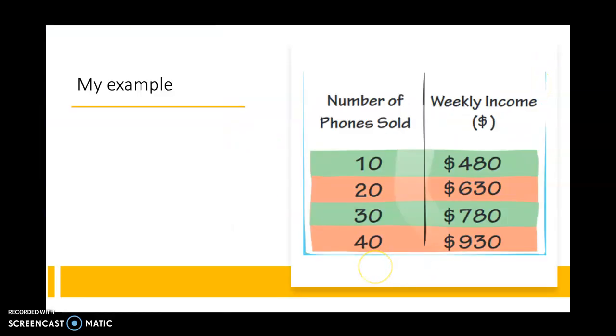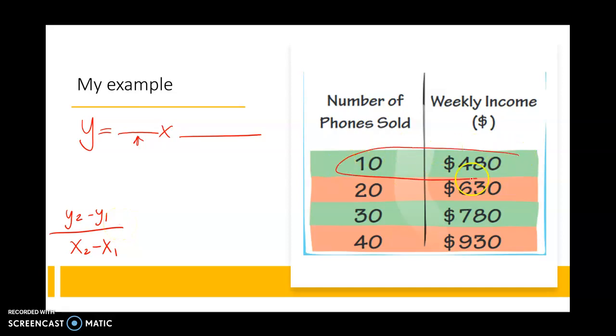So here's my example. So I have to figure out my slope. So I have y equals something x and something. All right, so first let's figure out slope, and that is using our slope formula, y2 minus y1 over x2 minus x1, and we have to figure that out.